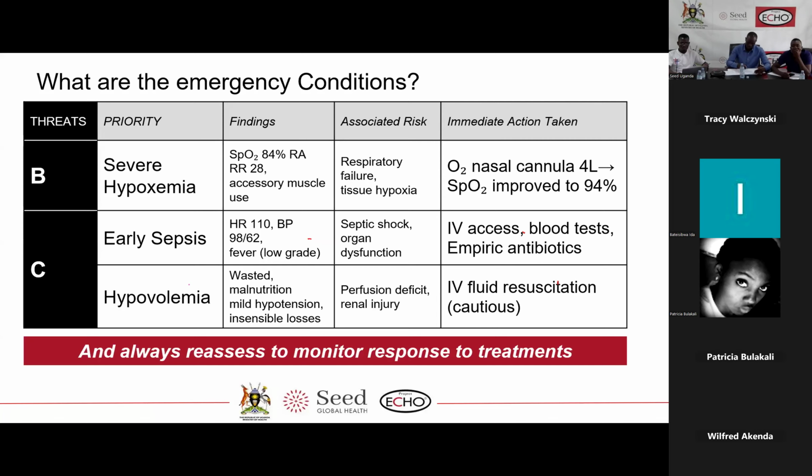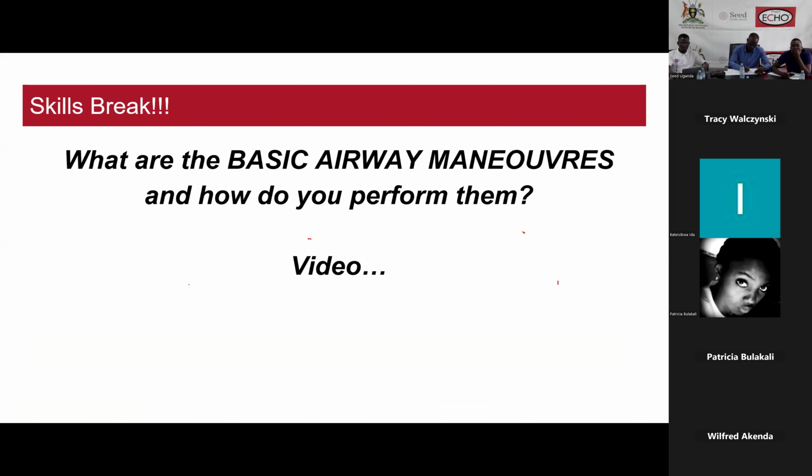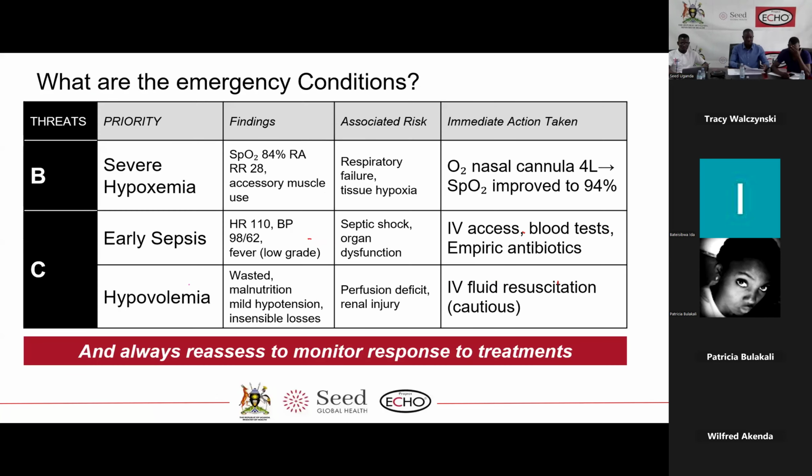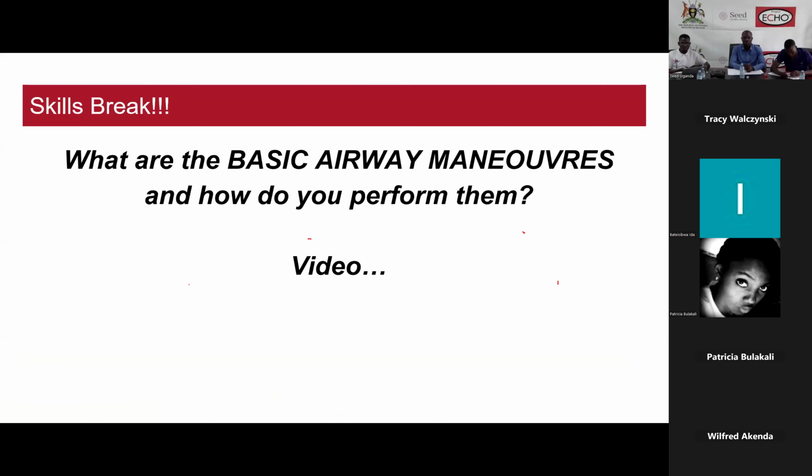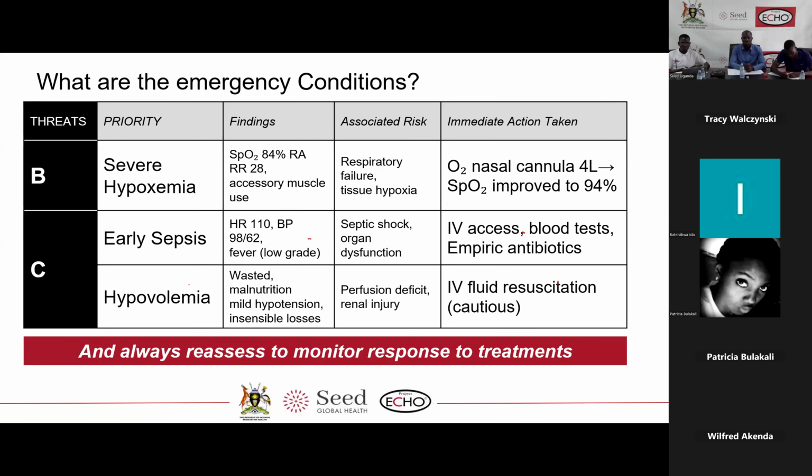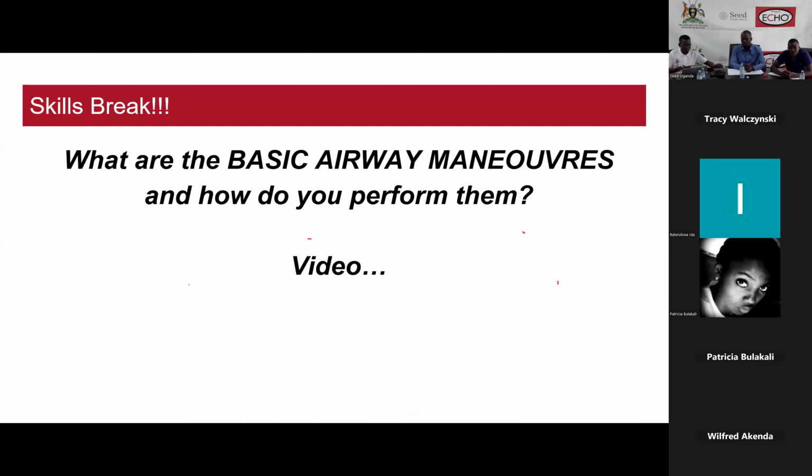Now, my question would be, what if our SpO2 does not improve? What do we do? What are the basic airway maneuvers and how do you perform them? We are going to have a video for this and see some of the maneuvers.